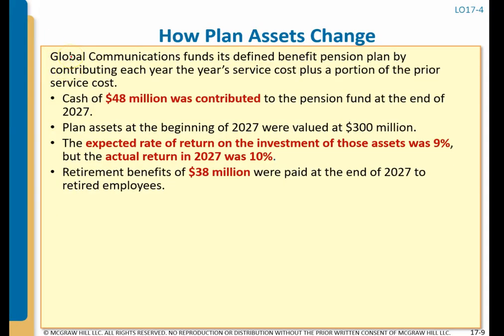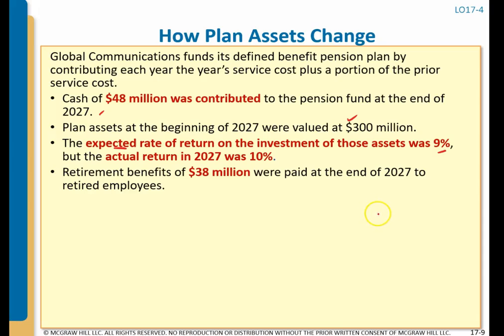Global Communication funds its defined benefit pension plan by contributing each year the year's service cost plus a portion of the prior service cost. Cash of $48 million was contributed to the pension fund at the end of 2027. The plan assets at the beginning of 2027 were $300 million. The expected rate of return on the investment of those assets was 9%, but the actual rate was 10%. And retirement benefits of $38 million were paid at the end of 2027 to the retired employees.